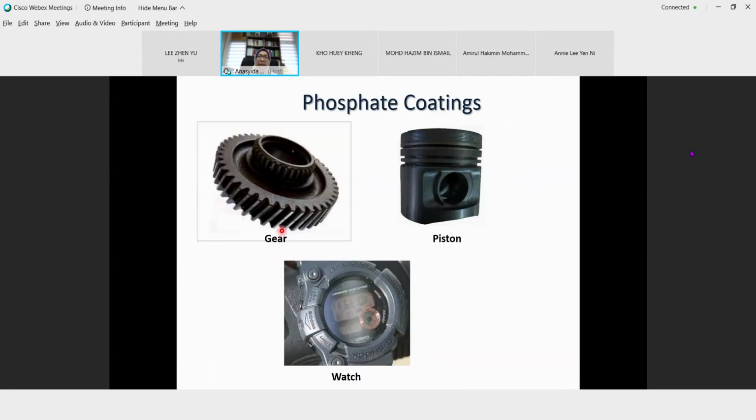And this is an example of phosphate coating. You have a gear, and you coat it with the phosphates. You can also coat a piston and also a washer.